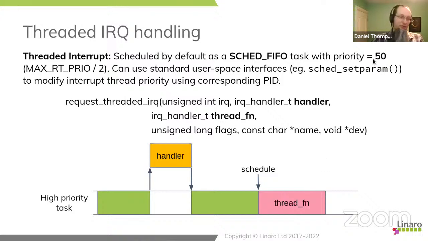I'll draw your attention to this 50. If you wondered last week why my control loops have been set to 90 and my command and control was set to 40, it was to put it either side of the interrupts. On a system that's running control loops, it can be argued, not always, but it can be argued, that those control loops are more important than the majority of interrupts.